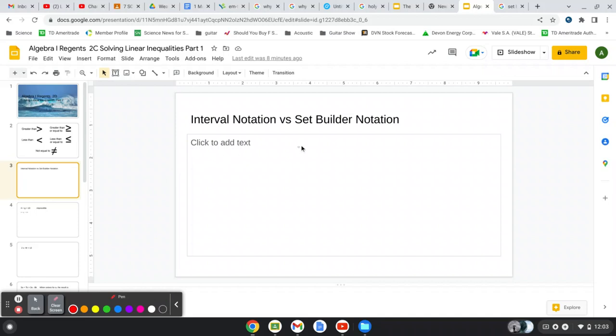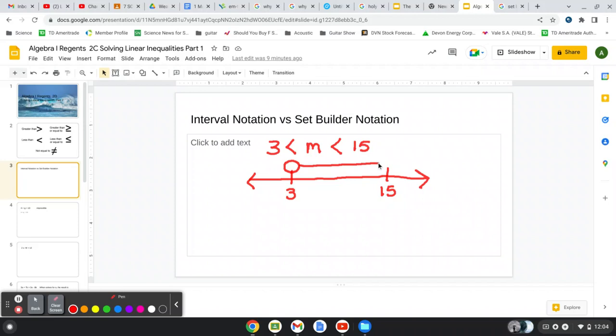Why not? So let's say we said 3 is less than m, and we had something like this, right? So here we're saying m is greater than 3 but less than 15. So if we made a number line on that, we could put a 3 here, we could put a 15 there. Now, we're not going to fill in the circles on the 3 because m is not 3, it's greater than 3, and it's not 15, it's less than 15. So there's our number line.